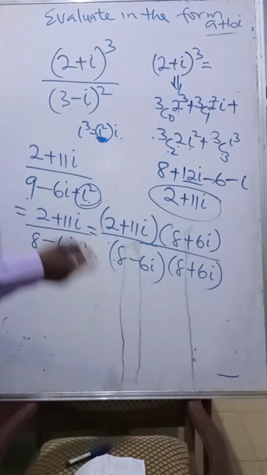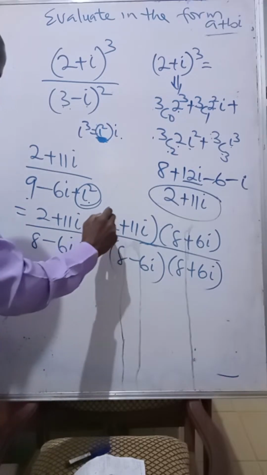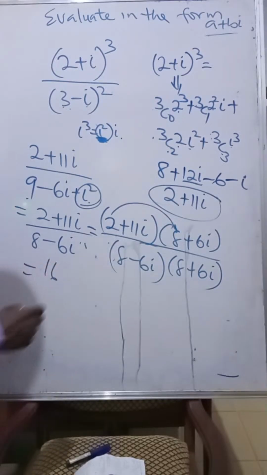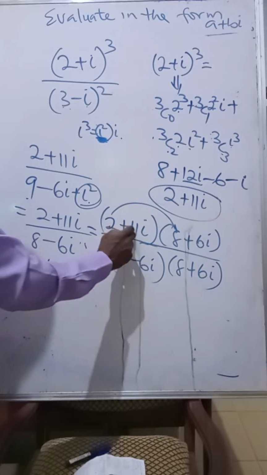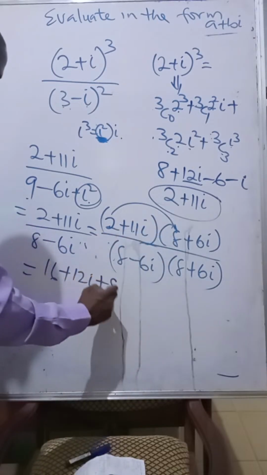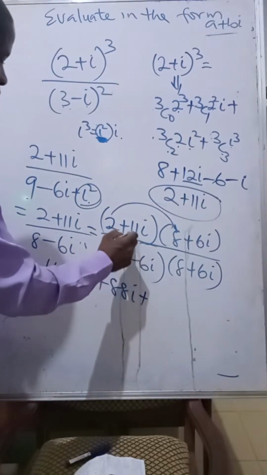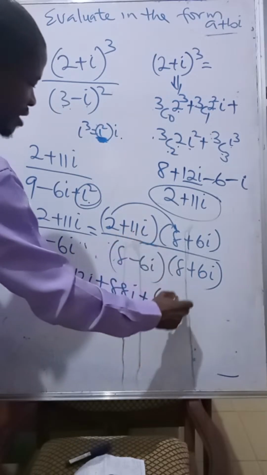So use the conjugate to multiply both the top and the bottom, the numerator and denominator. So we're going to have now, let's do the expansion. We have 2 times this one, that's 16. And 2 times this one, that's a plus 12i. This one times this one, that's a plus 88i. And then plus 11 times 6, that's 66. Then this one, i squared.